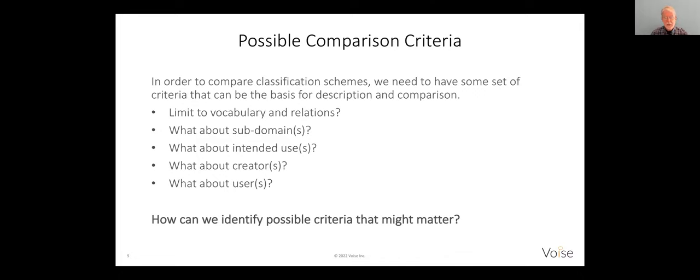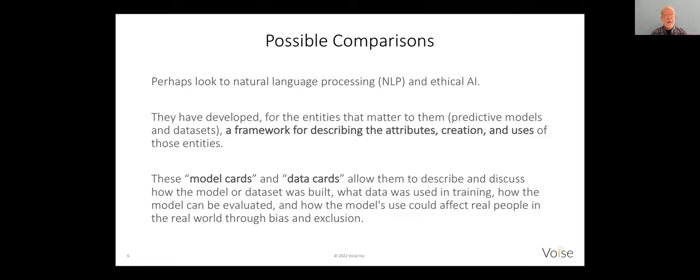So since I come at this from a perspective of natural language processing and ethical AI, one of the things that I've encountered that I think can potentially help to create a framework for answering these questions and for doing this comparison is something that was developed in the ethical AI and the NLP community to deal with issues around these kind of comparisons and understanding the capabilities of models and data, is this idea of model cards and data cards. So these are basically structured entities that describe how a model or data set was built, how the data is used in training the model, how the model can be evaluated, how the model's use affects real people.